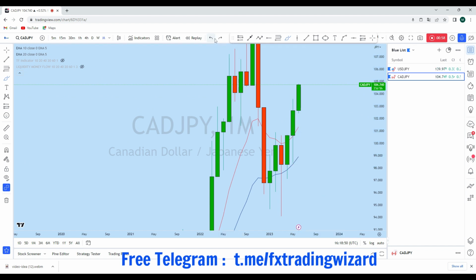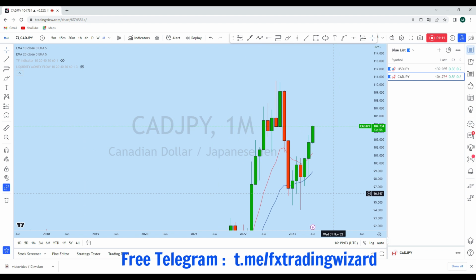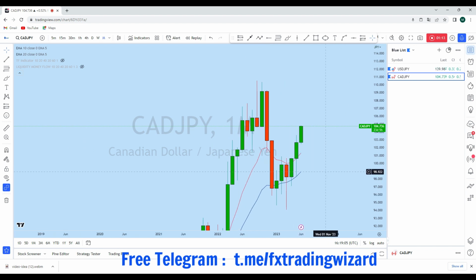This month, once the market opened, after a little pullback the price started to move up, and we can see that this market is continuing to the upside, trending to the upside as the lower time frame is merging with the higher time frame.